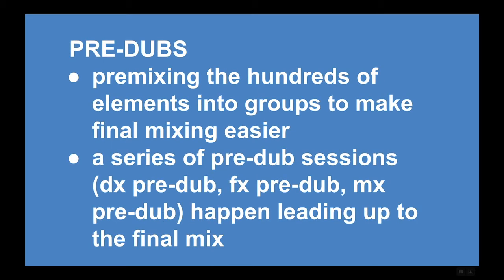The sound design for a film is going to have hundreds of elements. There's a process called pre-dubbing where elements are pre-mixed to make the final mix easier. Big dub stages are very expensive. This process of pre-mixing happens, which makes that process a little more quicker and efficient. So you have a series of pre-dub sessions.